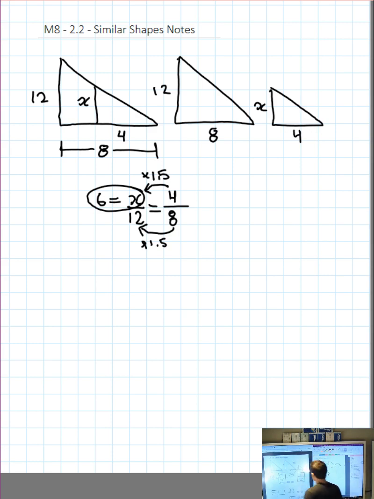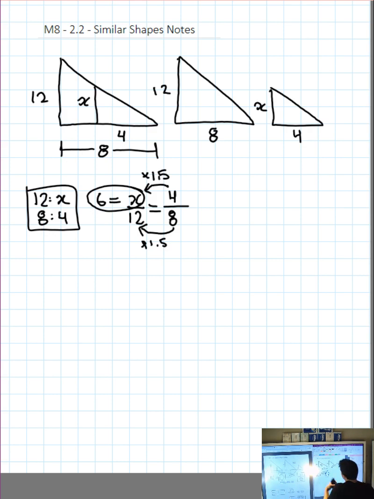Now, again, as you can see in the notes, I could have set this up as ratios. So, for example, we know 12 is to x, big vertical is to small vertical, as 8, big horizontal, is to small horizontal. And again, that works exactly the same as over equals over, and you can do to the left as you did to the right, or do to the top as you did to the bottom, etc.